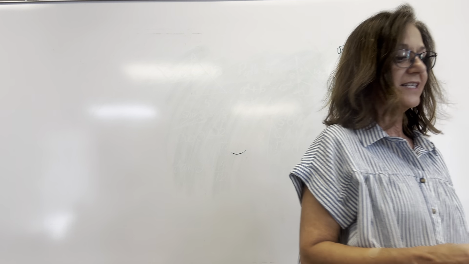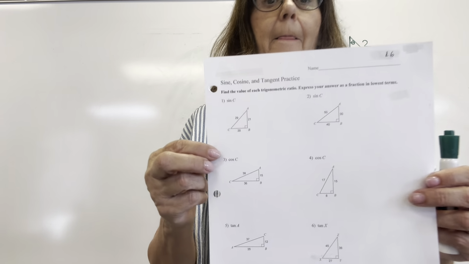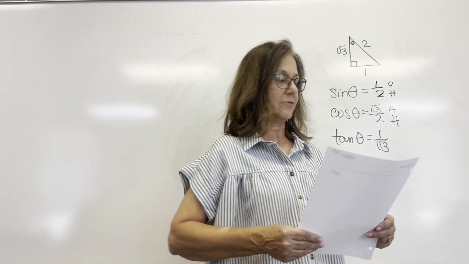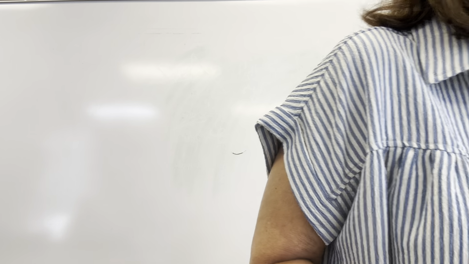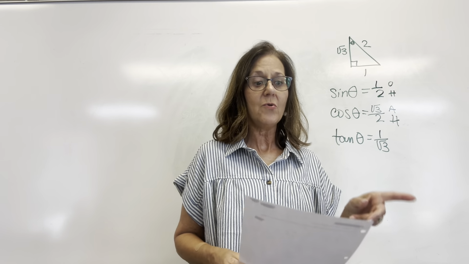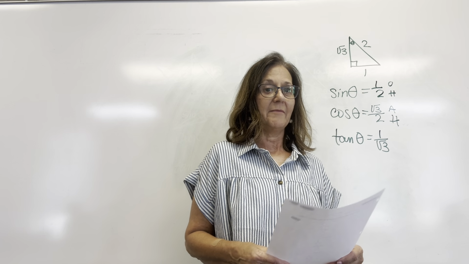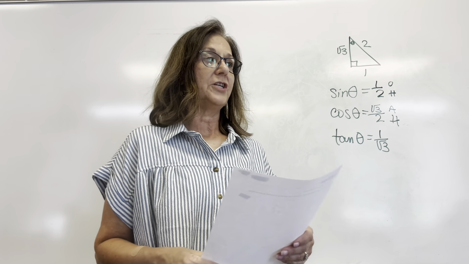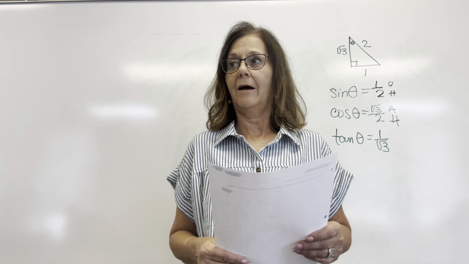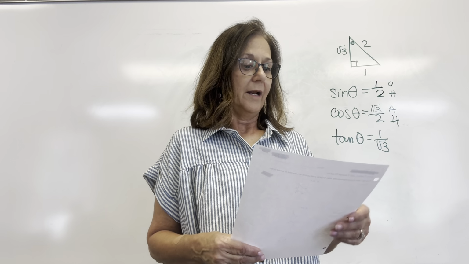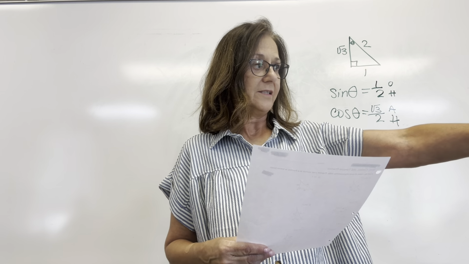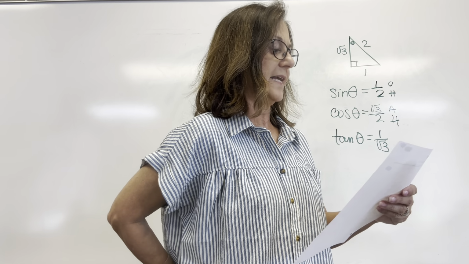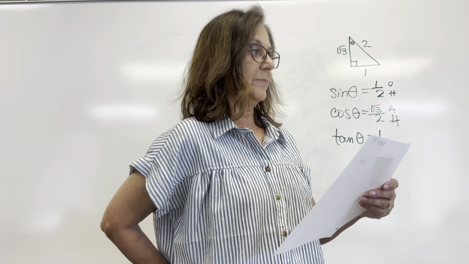Okay, I want you to look on page 16. There are a bunch of right triangles drawn. We're going to go around the room. Remember, it's SOHCAHTOA. I may or may not ask you the question that is on the sheet. I just want you to give me the ratio. All right, you ready? Number 1, Luke M. What is the sine of angle C? Just tell me something over something.